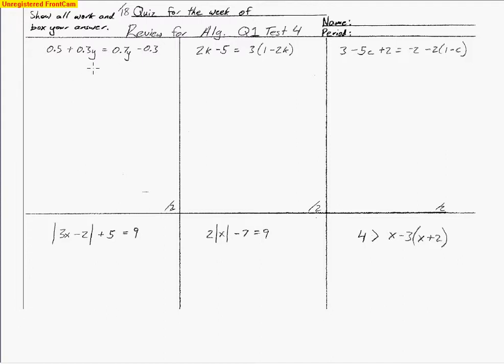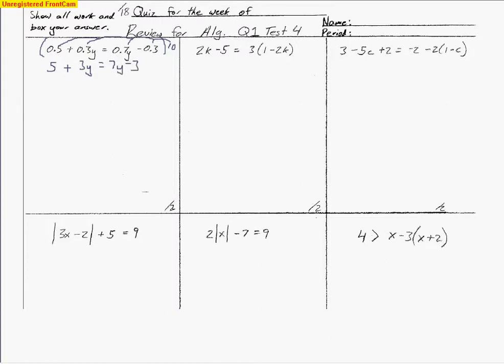And so if I ever have decimals in a problem, lots of decimals, especially if I have to add or subtract them, I usually like to get rid of them. So what I'm going to end up doing is multiplying this entire equation by 10. So each of the numbers here by 10 will move that decimal one space to the right. So it becomes 5 plus 3y equals 7y minus 3.